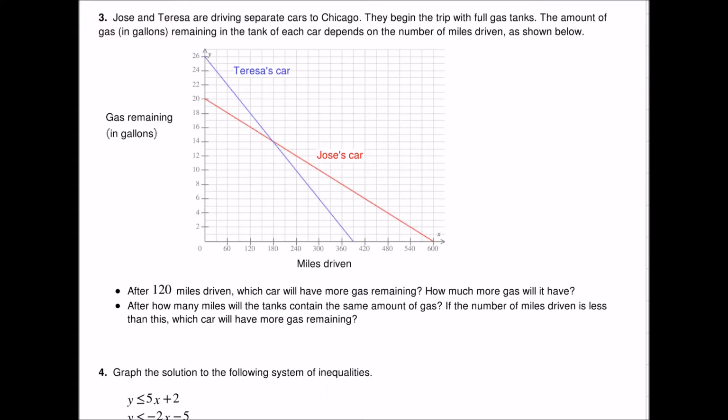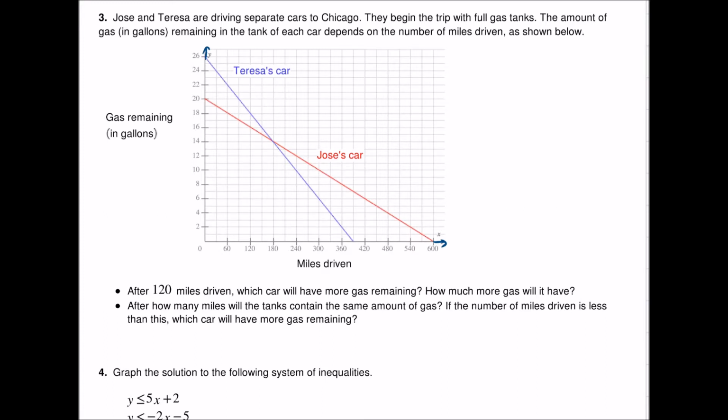Number 3. Jose and Teresa are driving separate cars to Chicago. They begin the trip with full gas tanks. The amounts of gas in gallons remaining in the tank of each car depends on the number of miles driven, as shown below. So we have the x-axis as the miles driven, and the y-axis as the gas remaining in the car. Teresa's car is the blue line and Jose's car is the red line.